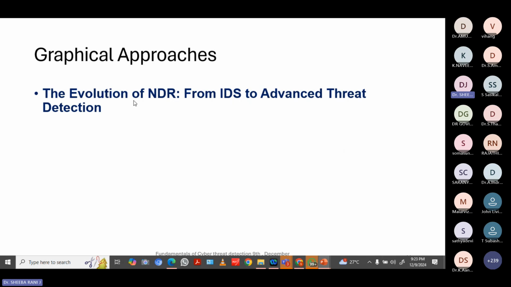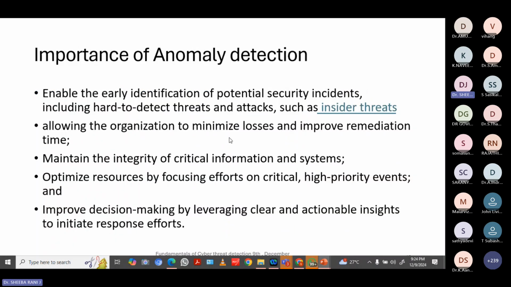Okay. So now we are moving from IDS to advanced threat detection, network detection. Now, instead of intrusion detection, it's not a graphical approach. Instead of IDS, we now have NDS, network detection systems, which include all types of attacks, not only intrusion detection, the entire network.